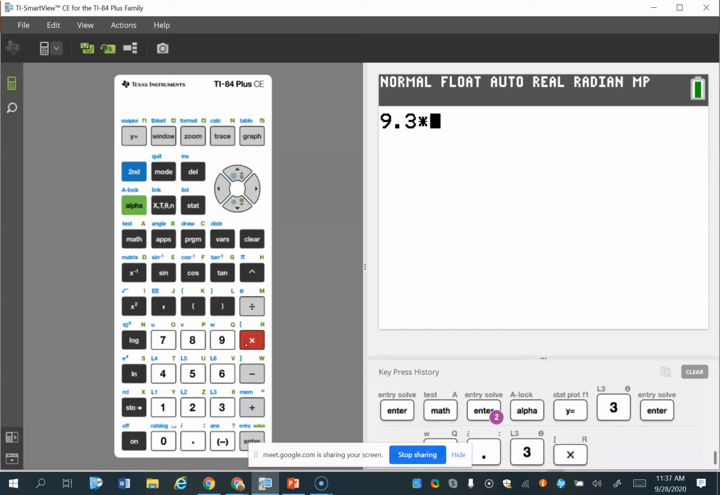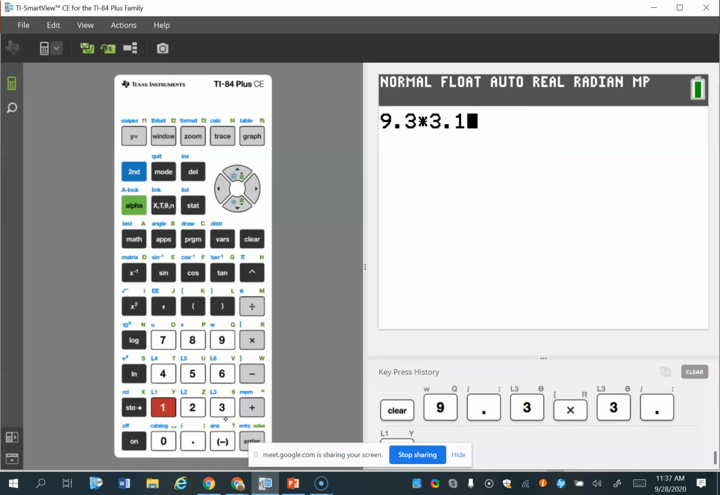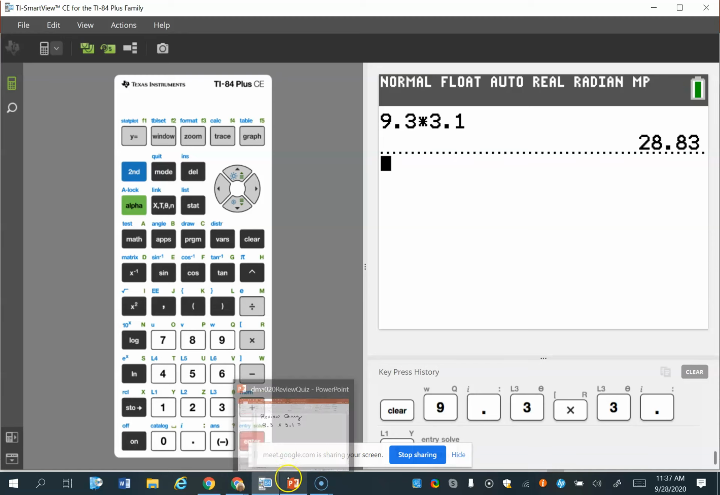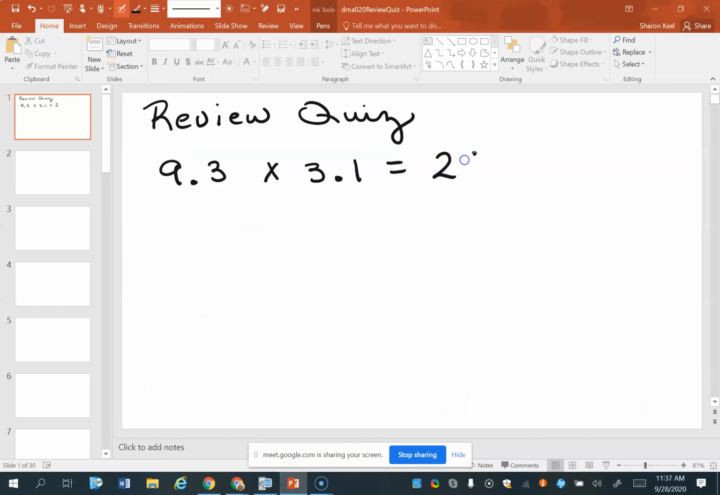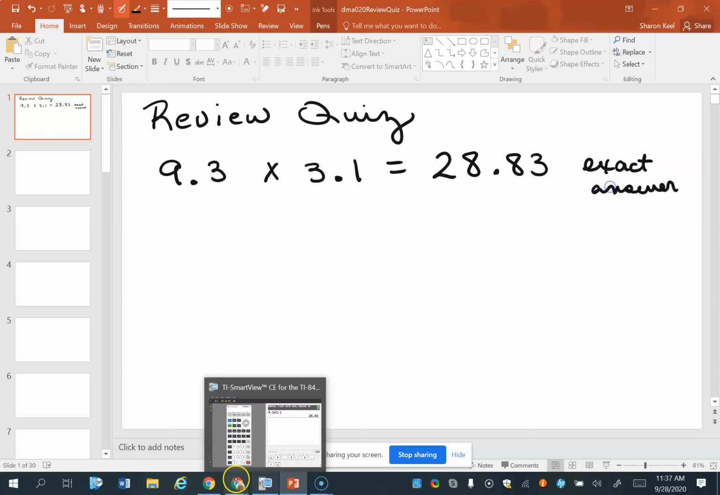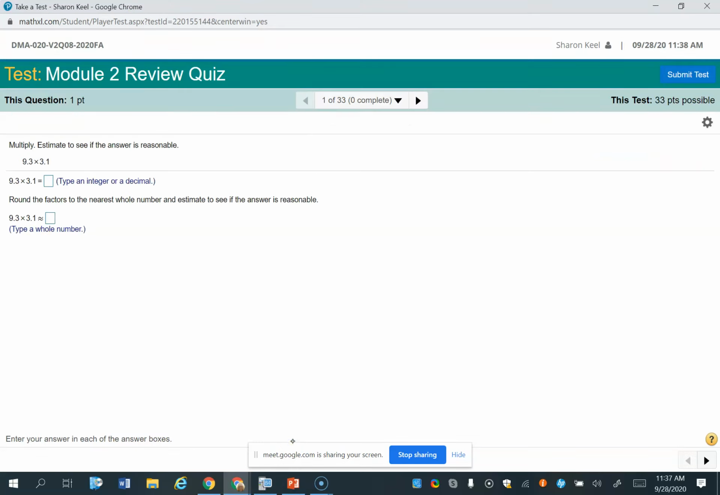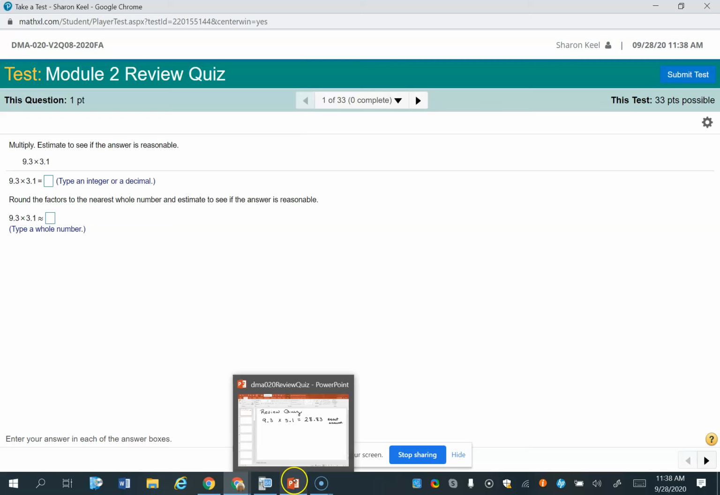So you're going to have 9 3/10 times 3 1/10, and that's going to give you 28 83/100. For this particular problem, the second part of the question is to round the factors to the nearest whole number and estimate to see if the answer is reasonable.